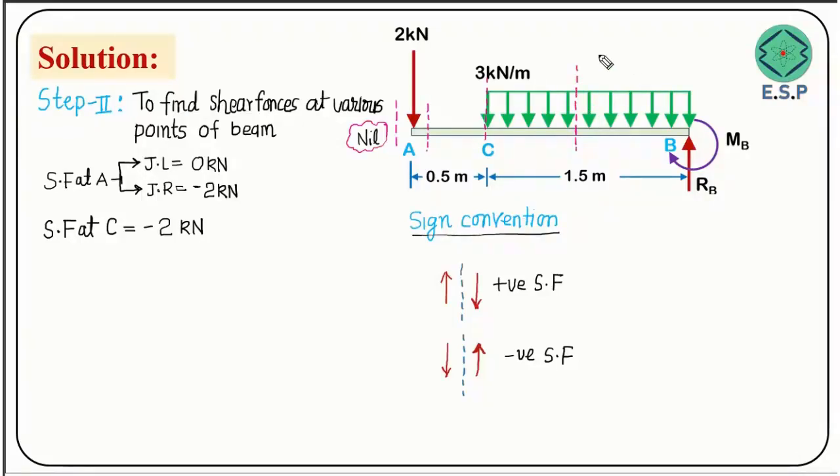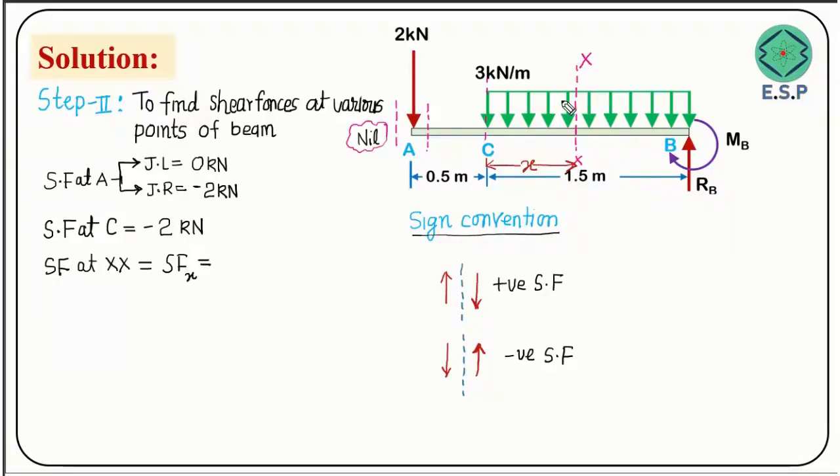I am calling this plane the XX plane. From here to here I am going to consider this distance as x, small x. Now I'll be finding the shear force at this particular arbitrary location, which is at distance x from point C to this plane. I'm going to call that the shear force at plane XX, and I'm writing it as SFX. This is very interesting to know.